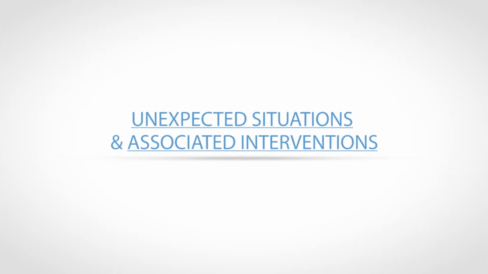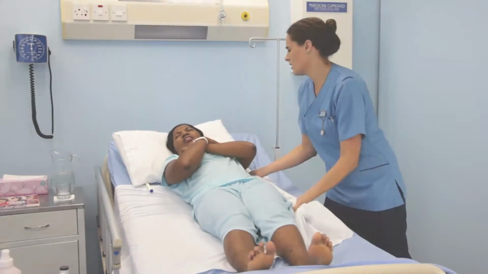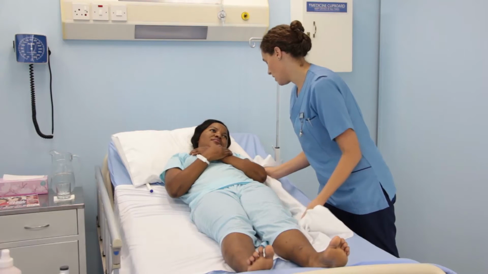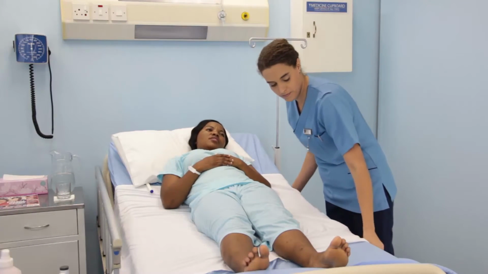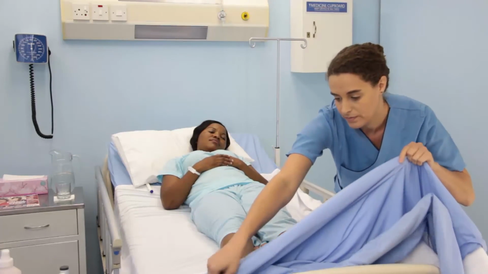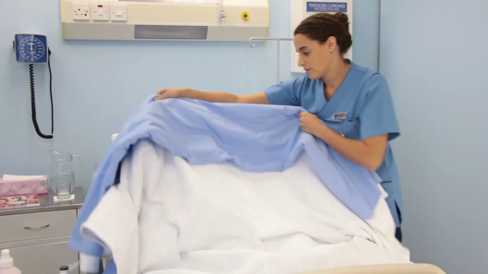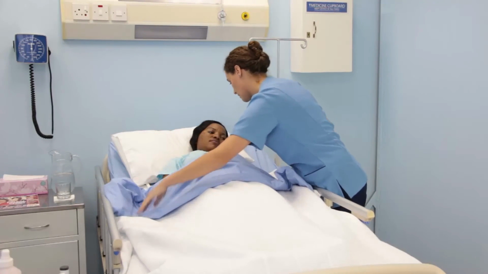Unexpected situations and associated interventions. If during the procedure you realize that you need assistance, you may use the call bell to call for assistance. Alternatively, you can raise the side rails and cover the patient to go and call additional care providers to assist with the procedure. Always inform the patient of your actions.